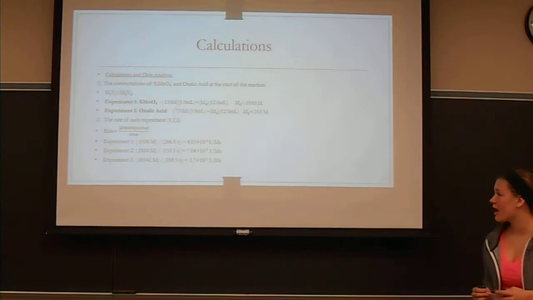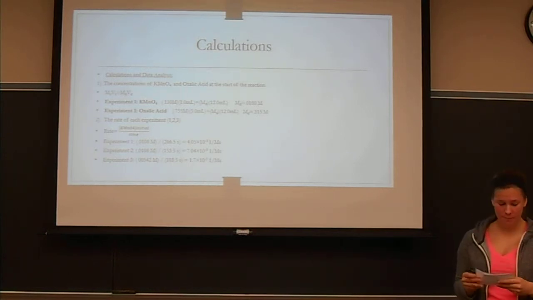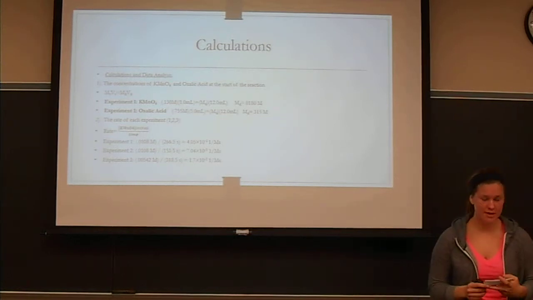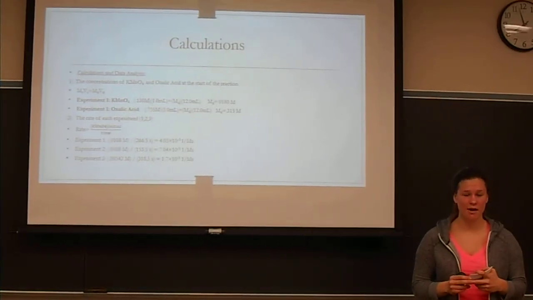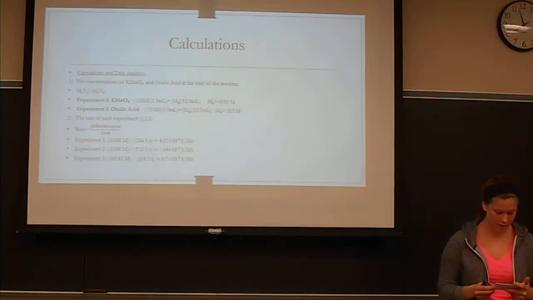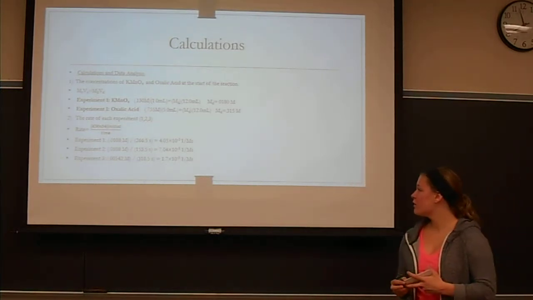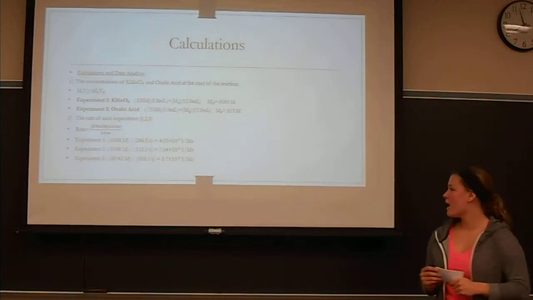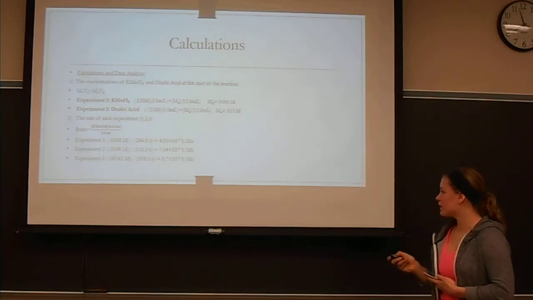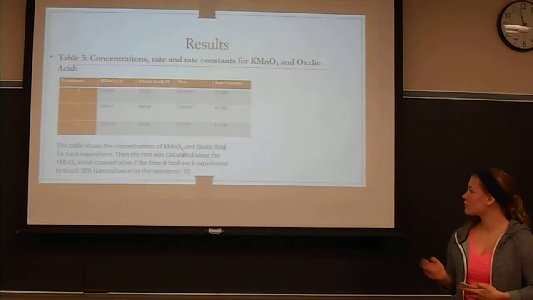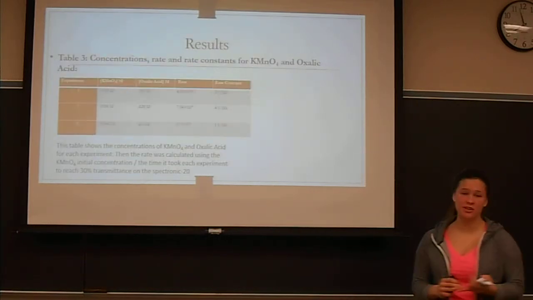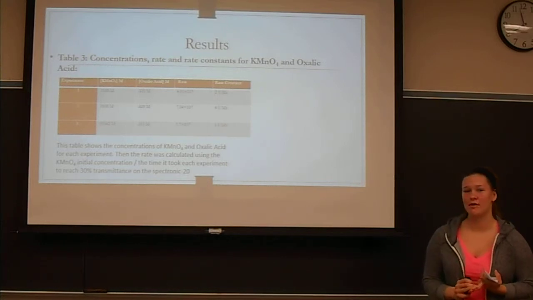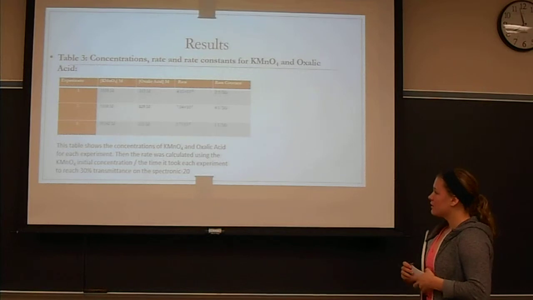Then we were to find the rate of each experiment. How we did that was we took the initial concentration of KMnO4 and divided it by the time in seconds of the trial. And for the first one, I got 4.05 times 10 to the negative 5th, molarity per second. And we did that for all 3 experiments right here. This table shows the starting concentration of KMnO4, oxalic acid, and the rate and rate constant of all 3 trials.